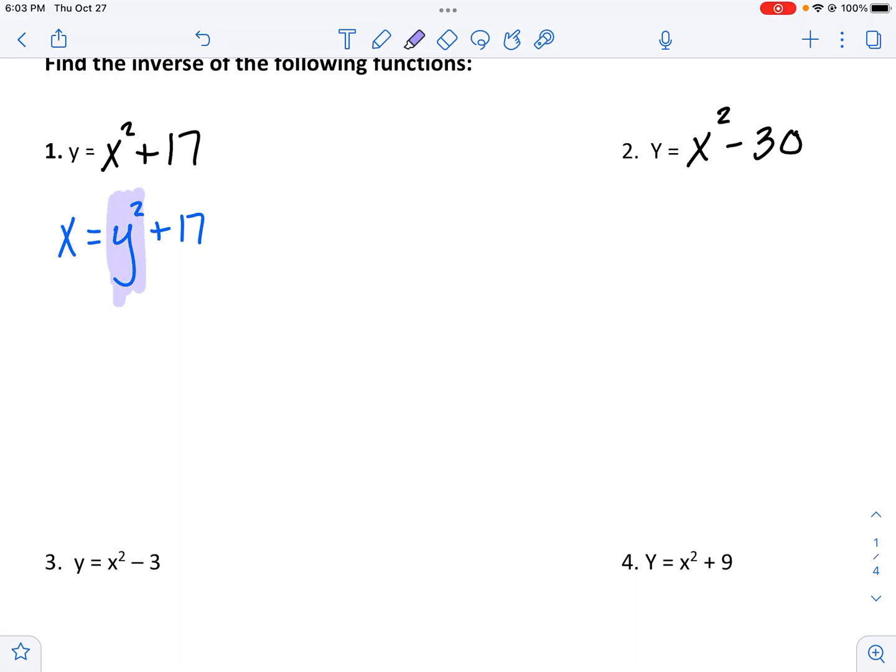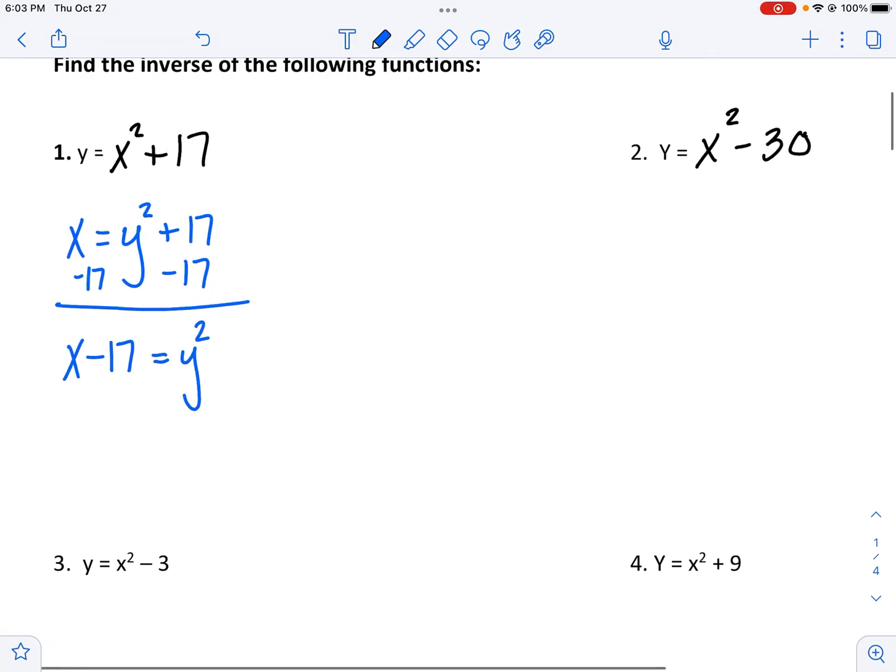And I want to isolate, I want to get the y squared by itself. So I need to get rid of anything over here that's not with the y squared. Now, that was not in parentheses, so that would be my first step. I cannot combine any like terms, so I have x minus 17, just write it down exactly like that, equals y squared. And now this is where you really have to understand what your opposite operations are, right? You're trying to undo a squared to get just y.